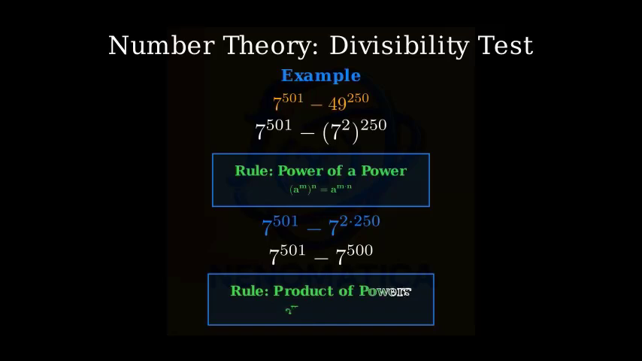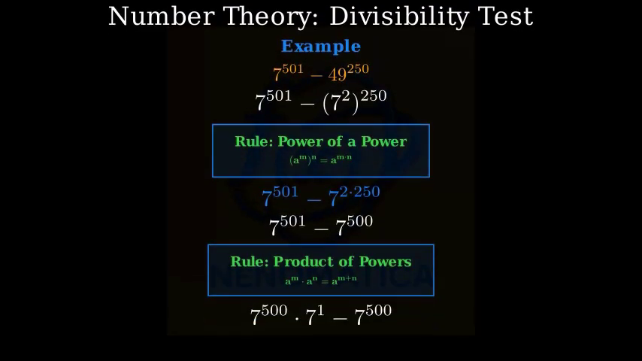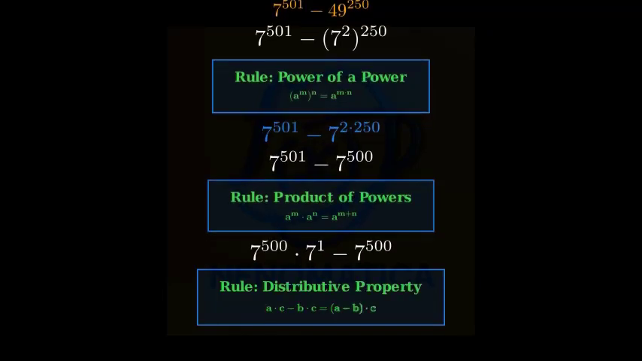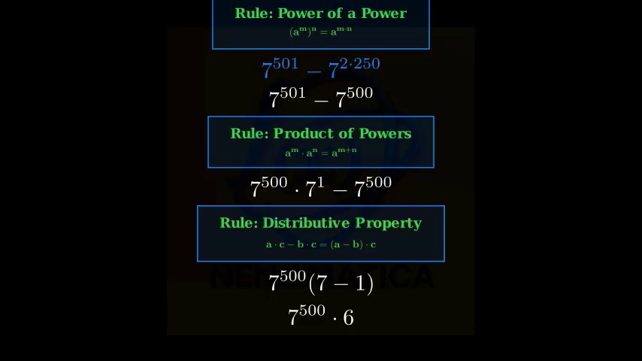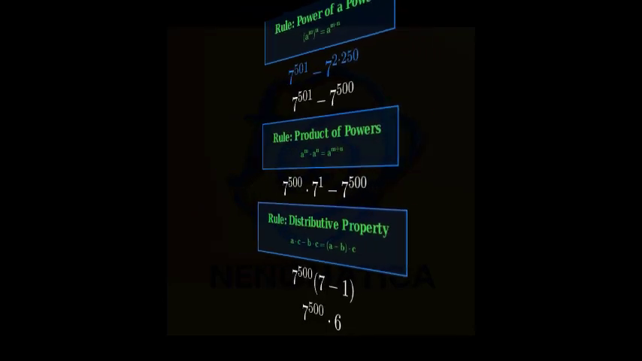Now we can factorize the expression. We can rewrite 7 to the power of 501 as 7 to the power of 500 times 7 to the power of 1. We can factor out the common term 7 to the power of 500. Now we can simplify 7 minus 1, which equals 6.